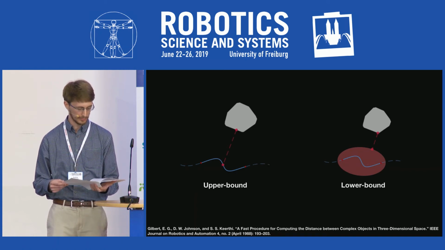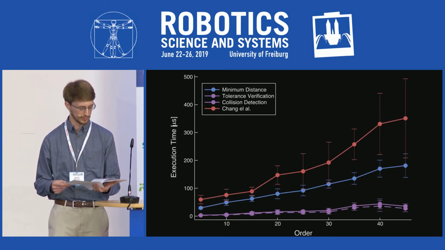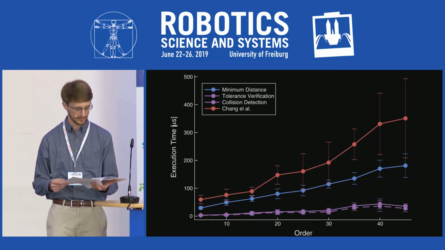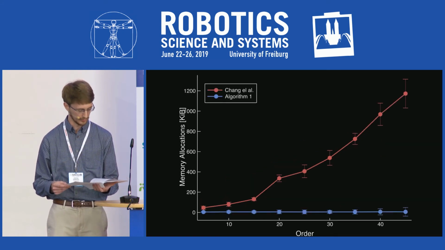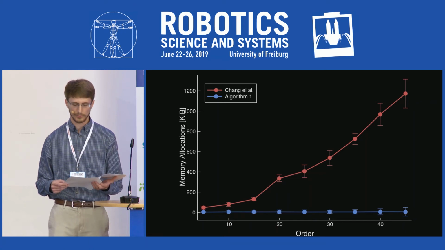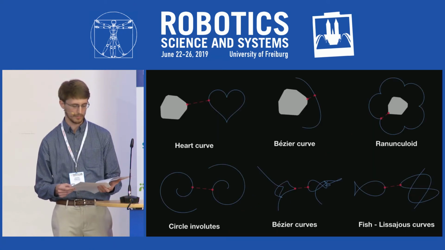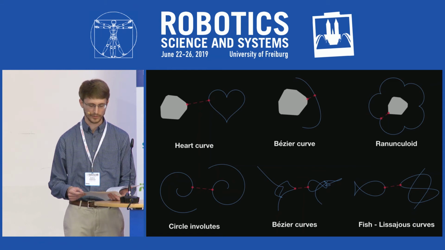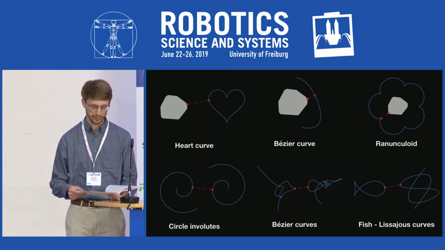The benchmark comparisons show significant improvements against Chang et al., a method solely computing proximity queries for Bezier curves. The tolerance verification and collision detection queries only require tens of microseconds. Additionally, this method uses significantly fewer memory resources. Here are some examples where we compute the minimum separation distance between a variety of objects. These methods can be used to compute proximity between two curves or between a curve and a convex polytope as shown.